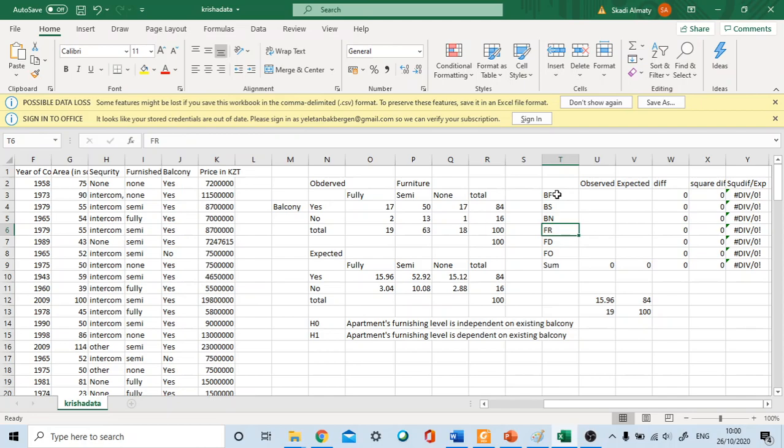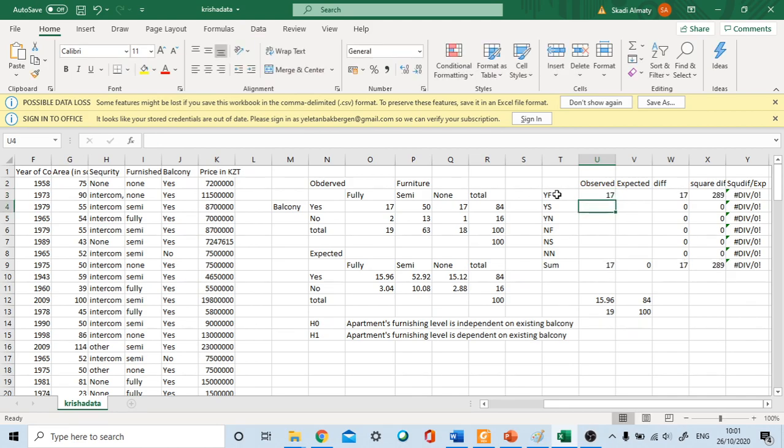I will write N, no balcony fully, no balcony semi, no balcony none. You should use your own paraphrase to make it easier to work. Because we have mentioned yes and no, I write YF, YS, YN. No difference depending on your choice, just you should not get confused.